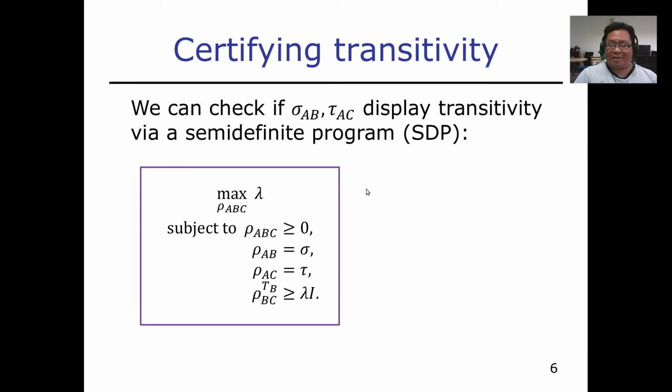Now, for any pair of entangled states sigma and tau, we can test whether they will display transitivity or not by computing the following semi-definite program. If this SDP returns a negative value, then sigma and tau will show transitivity. This is because this SDP tests whether all the joint states rho ABC will have a negative partial transpose in the BC marginal.